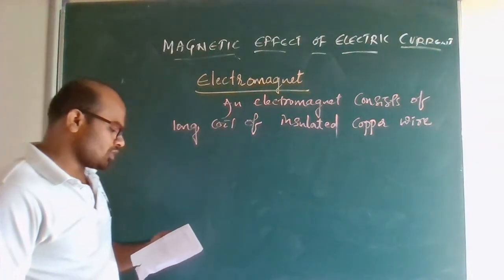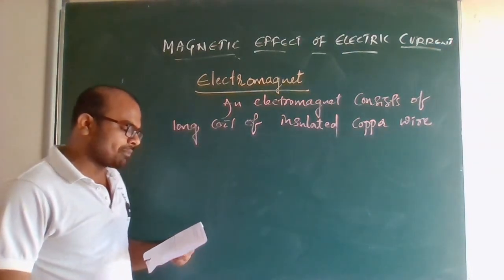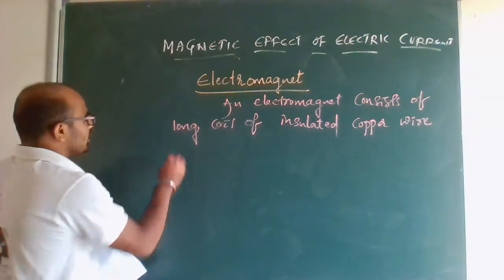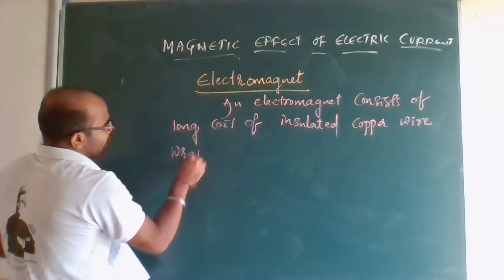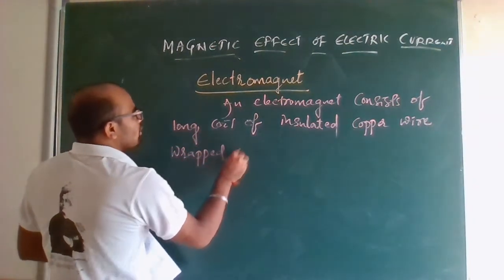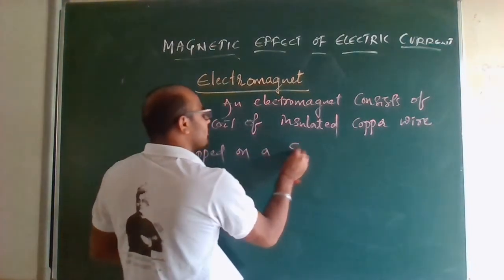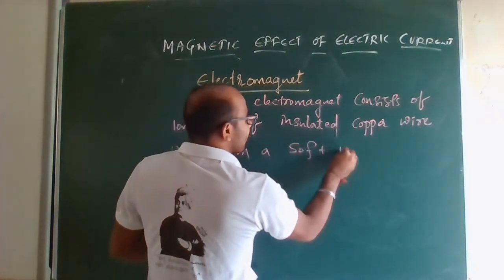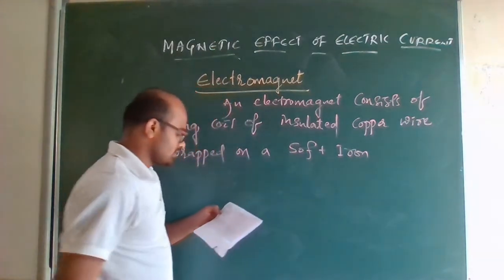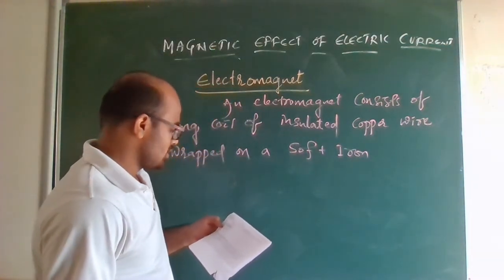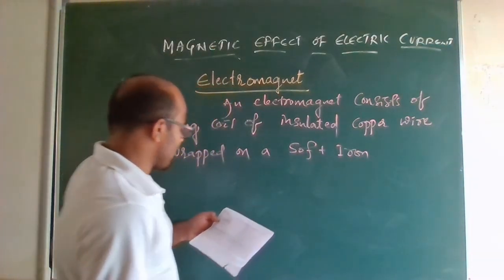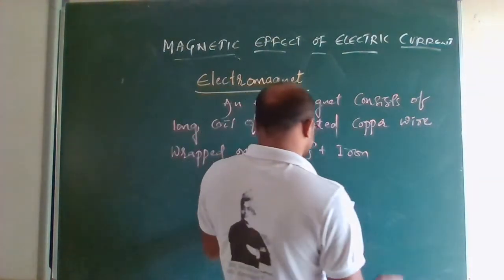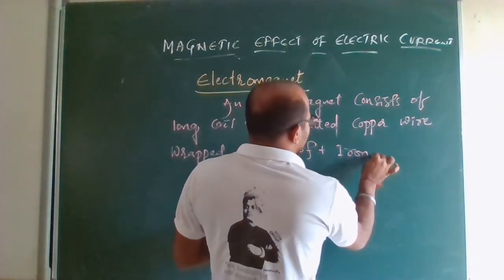An electromagnet consists of a long coil of insulated copper wire wrapped on a soft iron. A magnet formed by producing a magnetic field inside a solenoid is called an electromagnet.